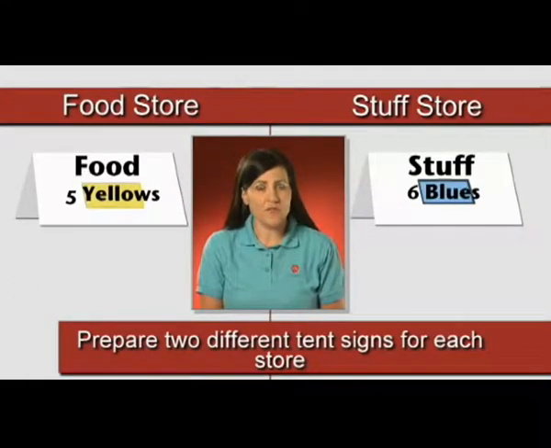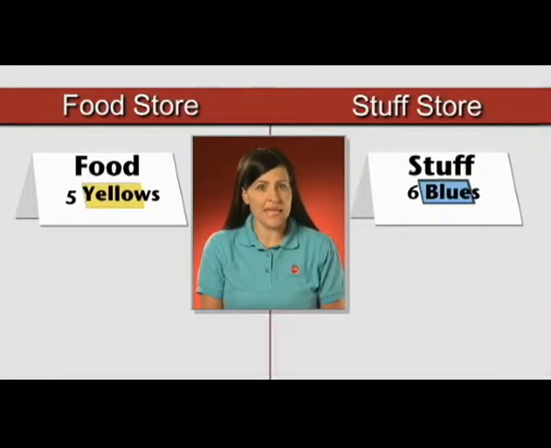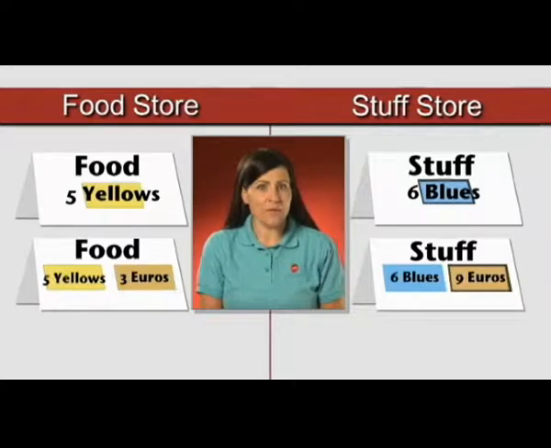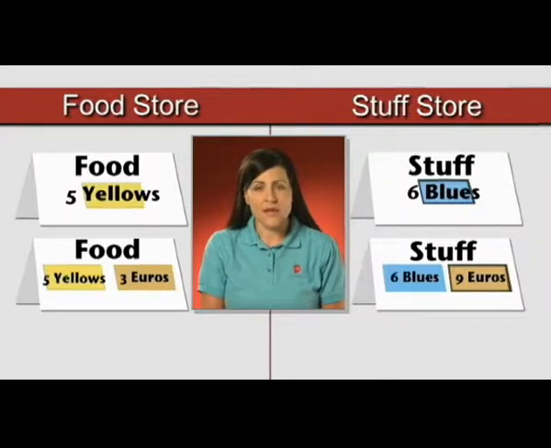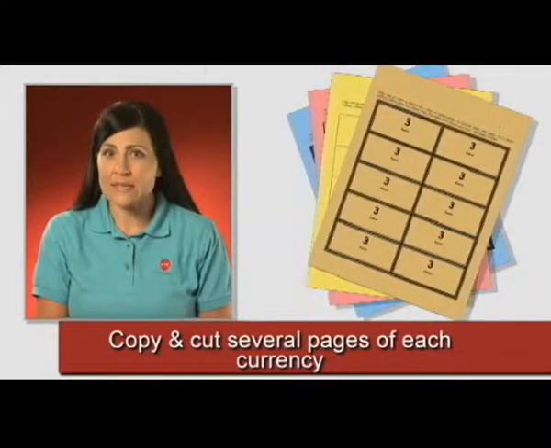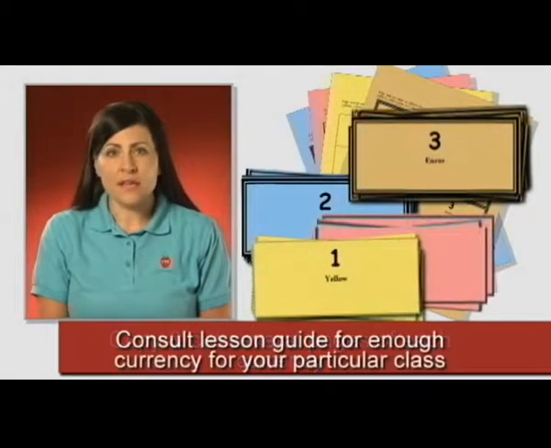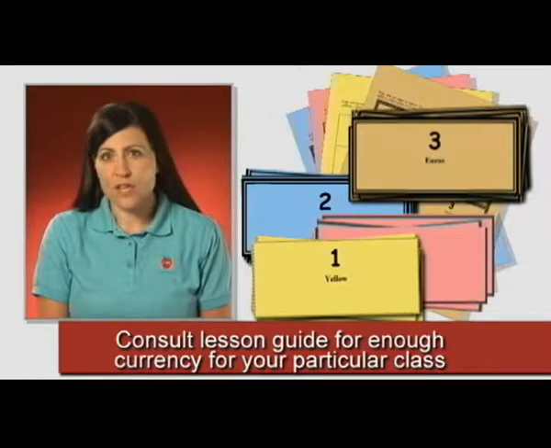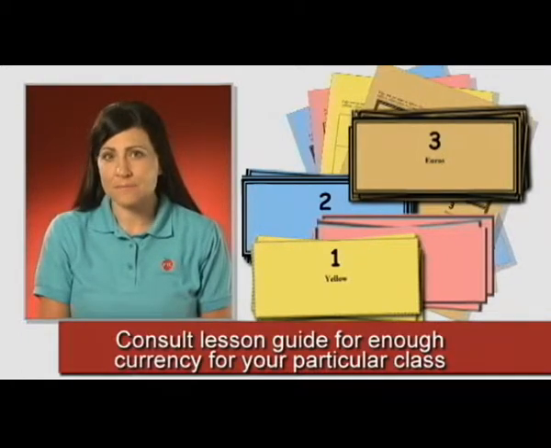Tent signs for the first round will indicate the price of the candy in yellow currency and the price of stuff in blue currency. Tent signs for the later round will look like the first, but prices for candy and stuff should also be listed in euros. To set up for this activity, copy and cut several pages of each currency: blues, pinks, yellows, and euros. Consult the lesson guide to ensure that you have enough of each currency for your particular class size.